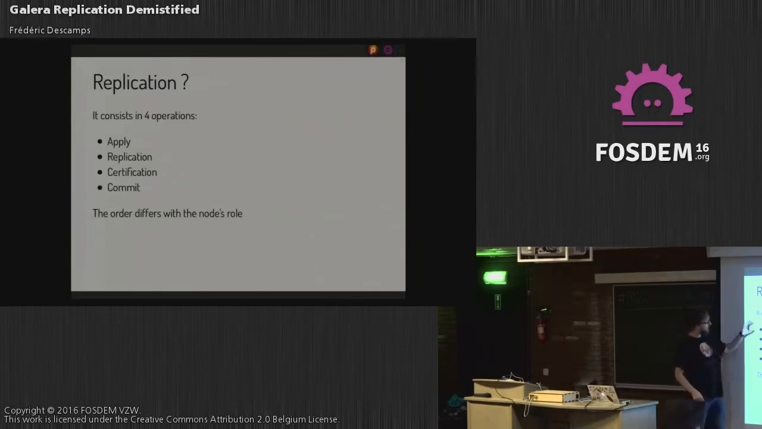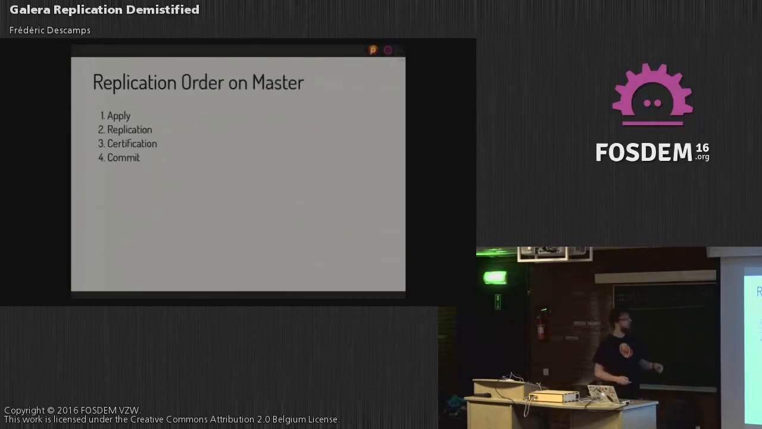And the first one is apply. So we need to apply the change, so the data itself. Then we need to replicate it. We need to certify, and we need to commit. And this order can be different depending on what the role is for that transaction.